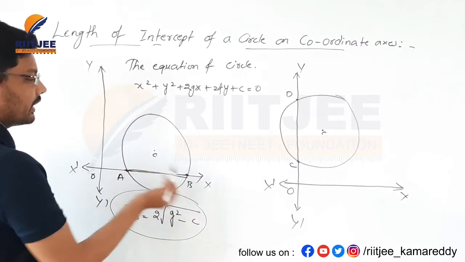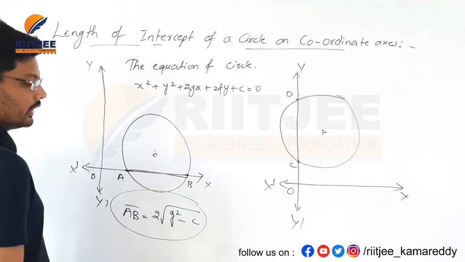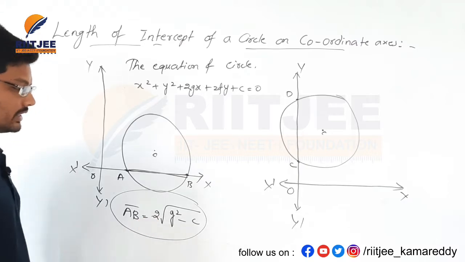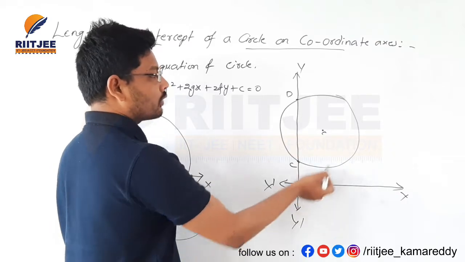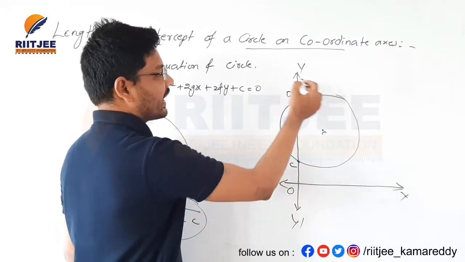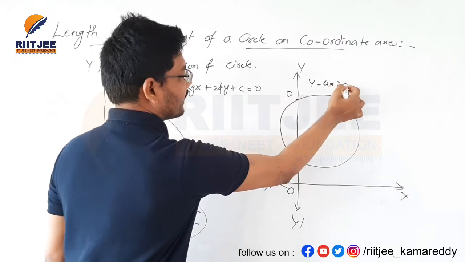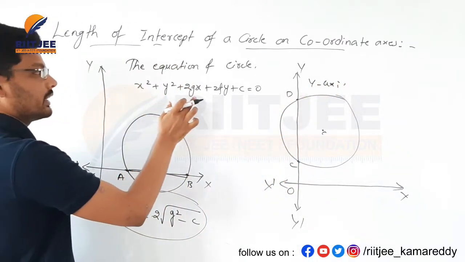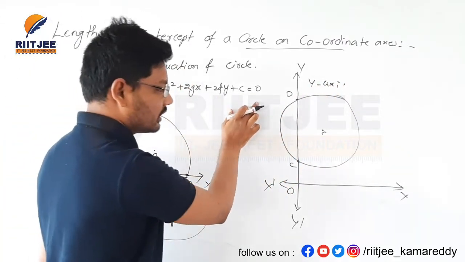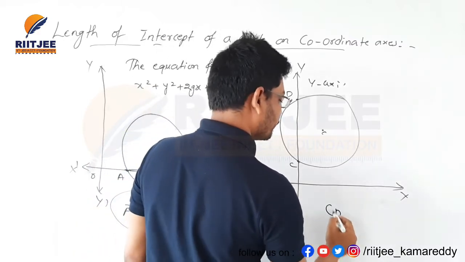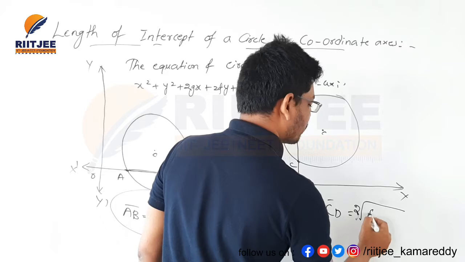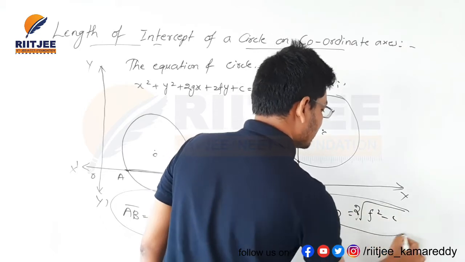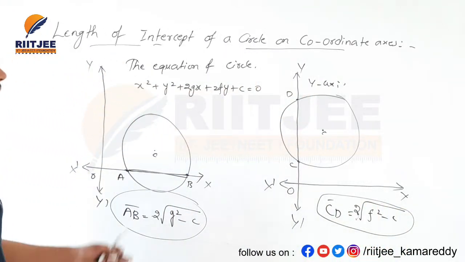The length of AB intercept is 2 into square root of g square minus c. And when a circle intersects only on the y-axis, here the equation of circle is x square plus y square plus 2gx plus 2fy plus c is equal to 0. The length of CD is equal to 2 into square root of f square minus c. This is the formula here.